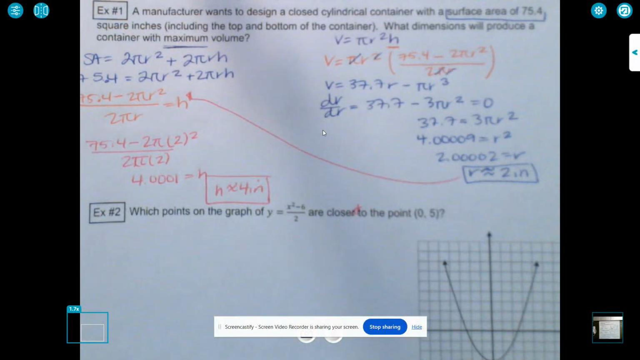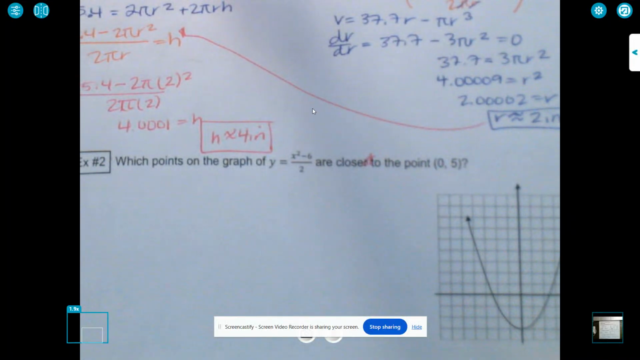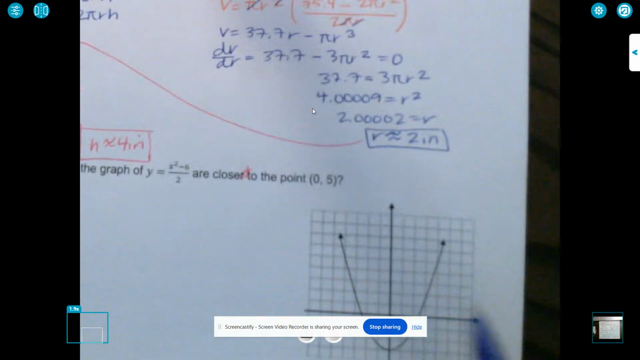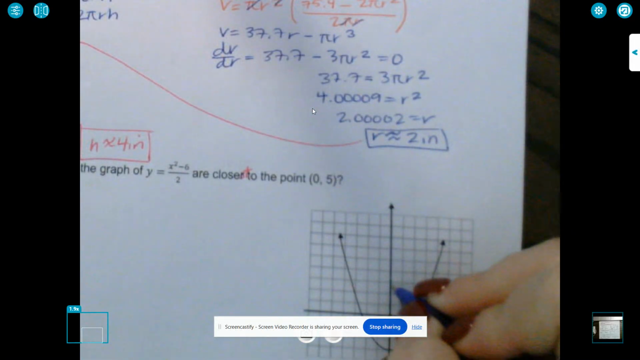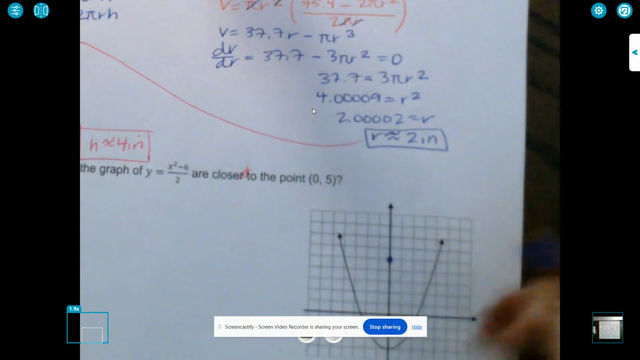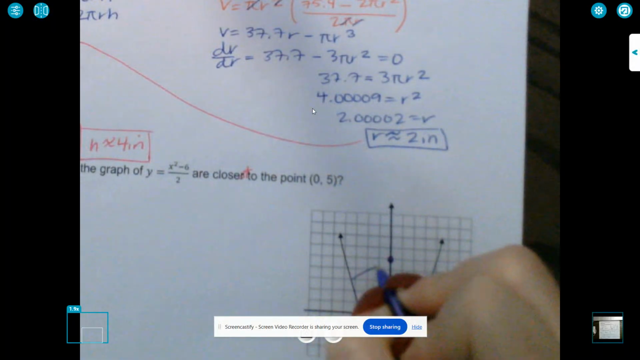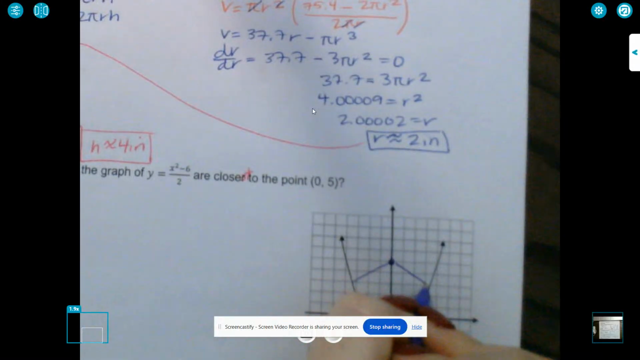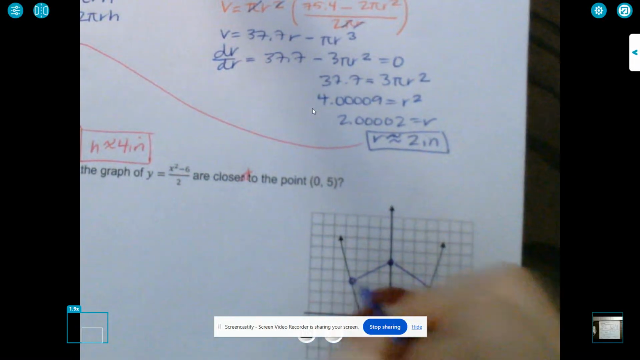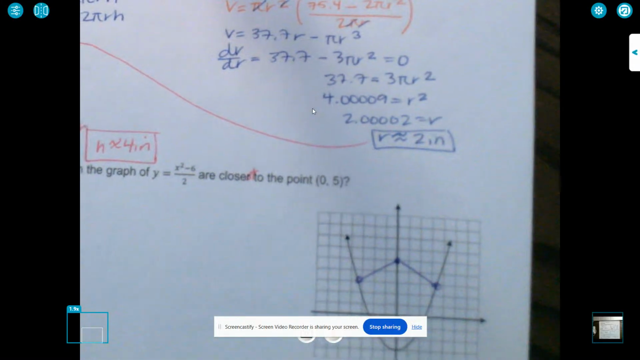All right, for example number 2, which points on the graph y equals x squared minus 6 over 2 are closest to the point 0, 5? Okay, so what you're trying to do here is figure out, if I look over here at the point 0, 5, 1, 2, 3, 4, 5. Okay, you're trying to drop a perpendicular. Obviously, I can't be exactly perpendicular. We want to go as perpendicular as we can to find the shortest distance there. And you're looking for these 2 points.